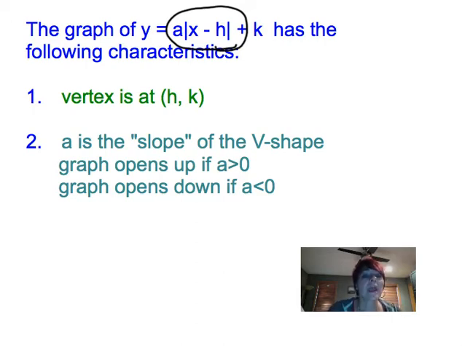Number two, a is the "slope." Now I put that in quotes because it's not technically the slope, because one side of it is going to be the right slope. The other side of the V is going to be the opposite slope of the V shape. The graph is going to open up if a is positive, so a would have to be greater than 0, then you know that it's going to be an upward V. And the graph opens down if a is less than 0. So if a is negative, the graph is going to be a downward V.